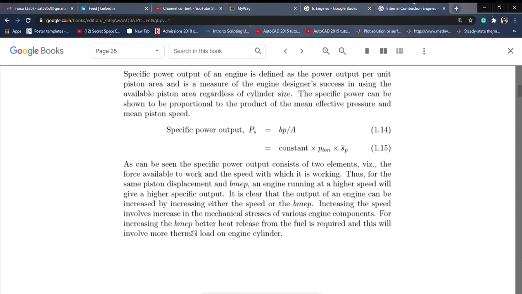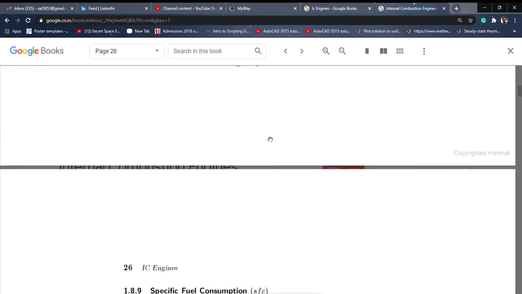For increasing the brake mean effective pressure, better heat release from the fuel is required, and this will involve more thermal load on the engine cylinder. So either you increase the brake mean effective pressure or you increase the piston speed. If you increase the brake mean effective pressure, it will put more thermal load on the engine. If you increase the piston speed, it will put constraints on the selection of the material. Okay, so these two are the constraints for the maximum specific power output of the engine. So this is one of the design criteria for the engine.